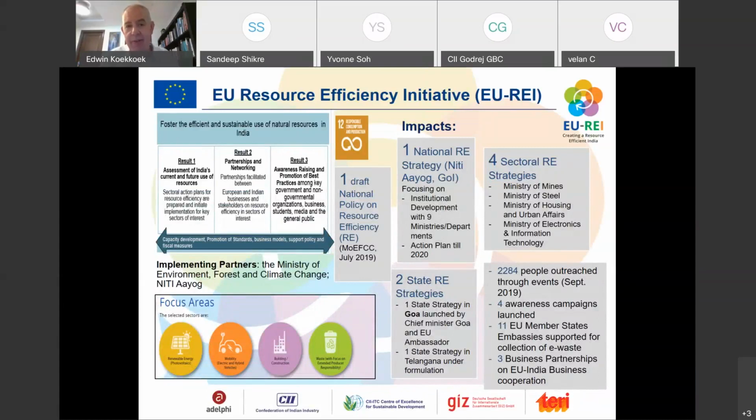The second and the last project I would like to address, a project that we do in India, it's actually something that was also addressed at the EU-India summit that took place at the highest level on the 15th of July. One of the deliverables of this EU-India summit was a joint declaration on resource efficiency and circular economy. And this builds on the already existing EU resource efficiency initiative, which is one of our very important areas of our EU-India cooperation. And we contributed to the national strategy on resource efficiency, and also on several sectoral resource efficiency strategies and state resource efficiency strategies.